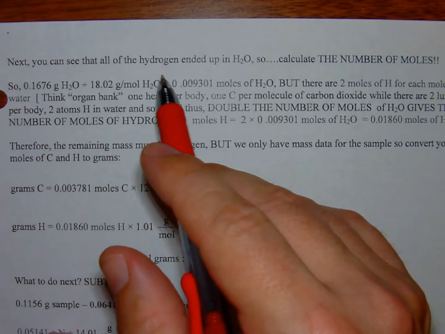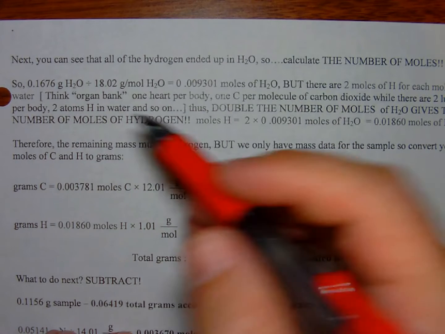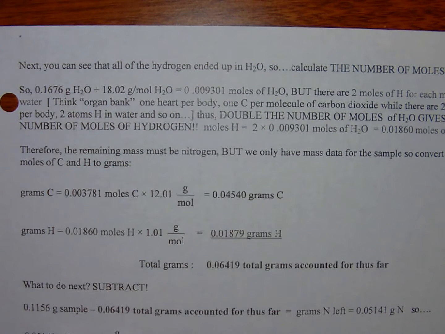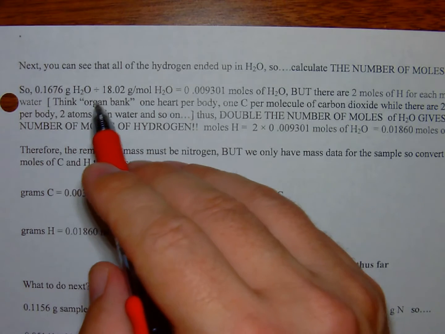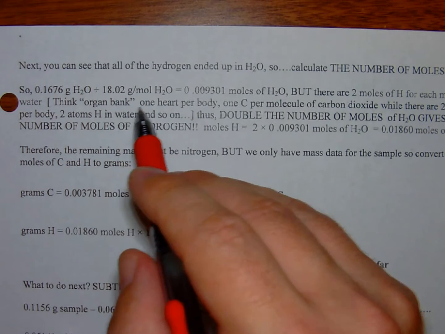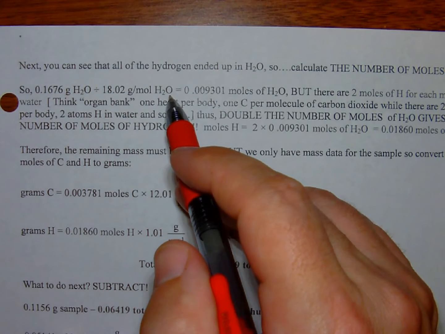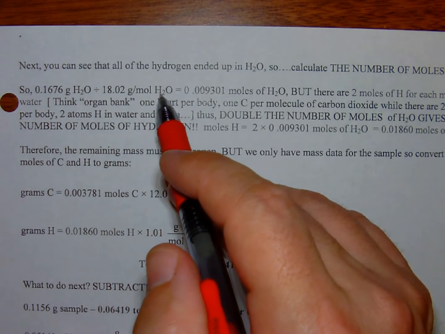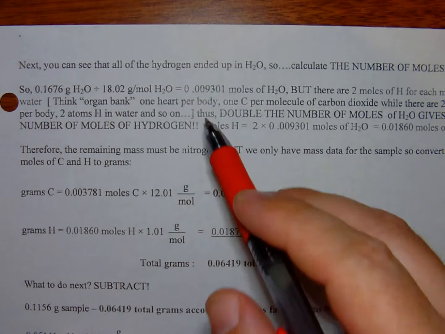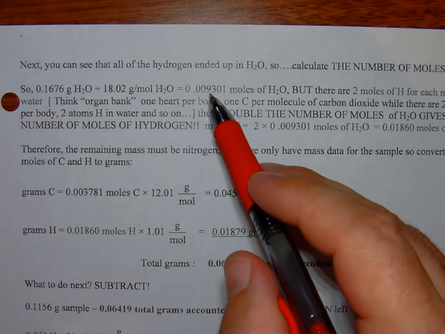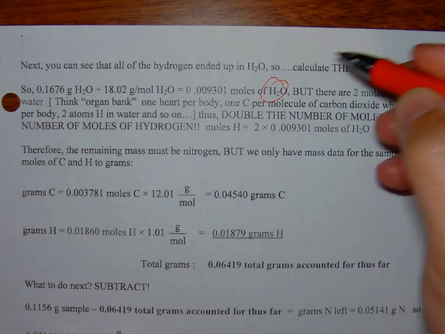Next, you can see that all the hydrogen ended up in the water, the H2O. So calculate the number of moles. Right, the problem told me, again, I didn't figure this out, the problem told me that 0.1676 grams of water, I can convert that into moles of water using the molar mass of water, which again, adding up the mass of one oxygen, the mass of two hydrogens, I get 18.02 grams per mole. I come up with 0.009301 moles of water, which is H2O.